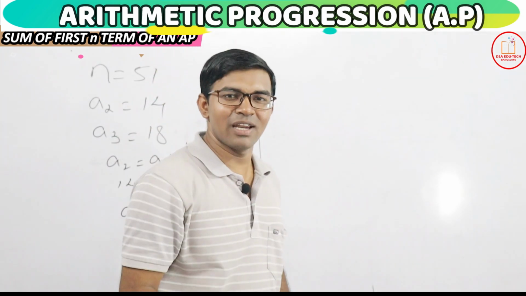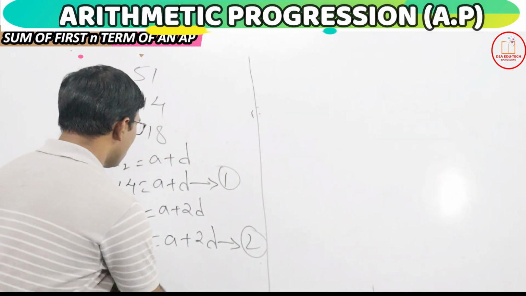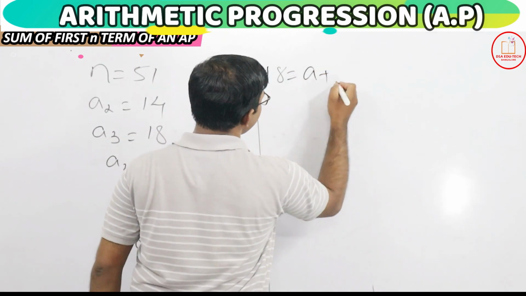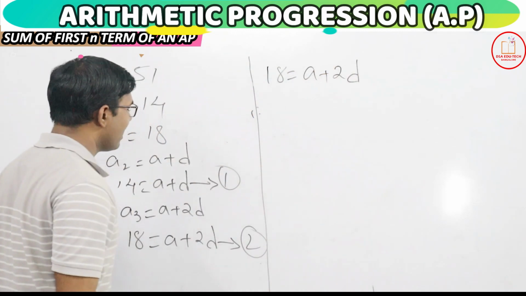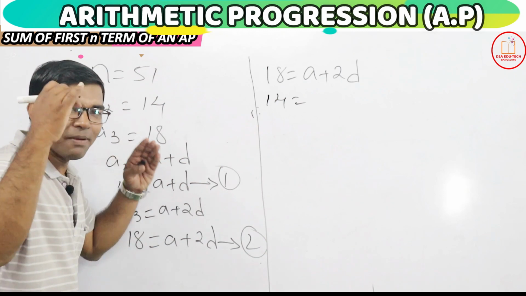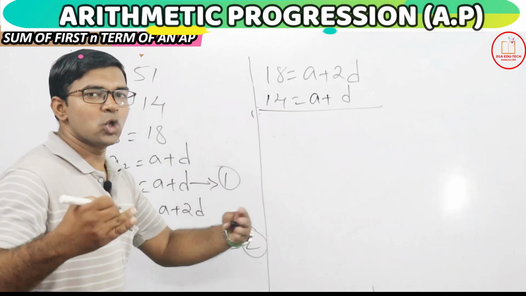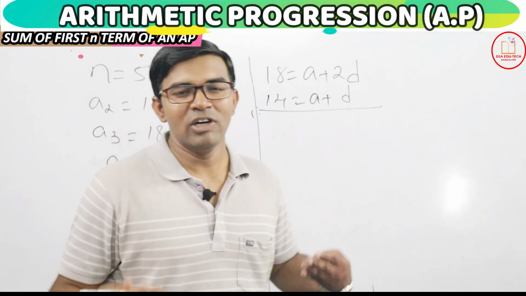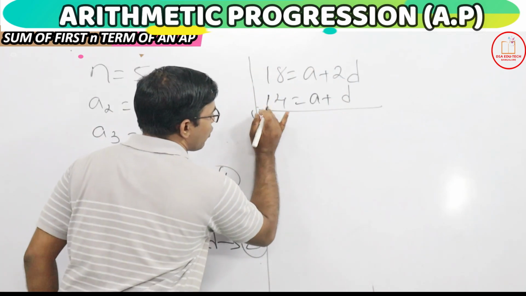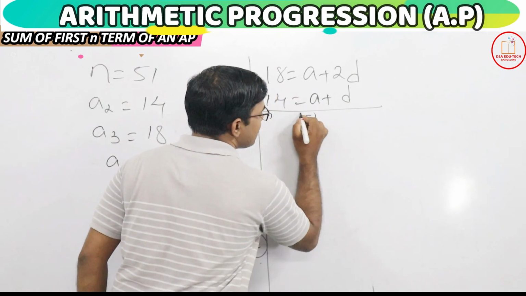So we have found equation number 1 and equation number 2. With the help of equations 1 and 2, let me find either the value of A or D. Let me write equation number 2, that is 18 is equal to A plus 2D, and equation number 1 is 14 is equal to A plus D. I would do the elimination method and find the value of either A or D. So I will change the sign. What is the sign over here? Plus. So I will change it to minus. Then whatever sign is there, again I will change it to minus.